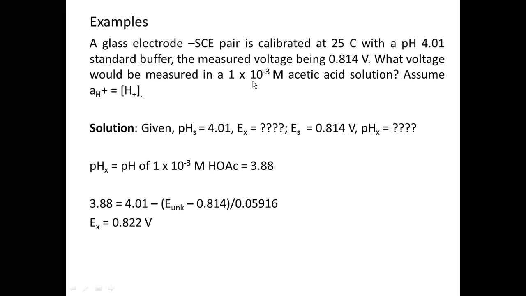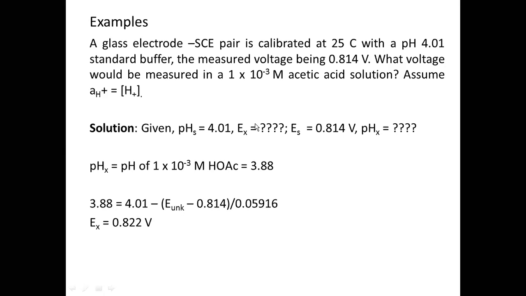So the pH of 1 into 10 power minus 3 molar acetic acid will be 3.88. You must remember the first semester theory about the dissociation of acetic acid, and titration of weak acids versus strong bases. So use the law of mass action and dissociation equilibria, and you will get the pH of 1 into 10 power minus 3 molar acetic acid as 3.88. Then pH of the standard is 4.01 minus, EMF of the acetic acid is unknown, you keep it as such, EMF of the standard is 0.814, divided by 0.05916. So you will get the EMF of the unknown as 0.822 volts.